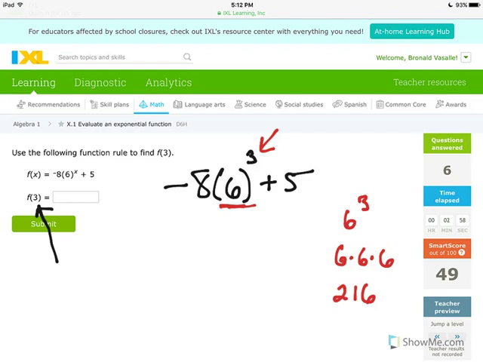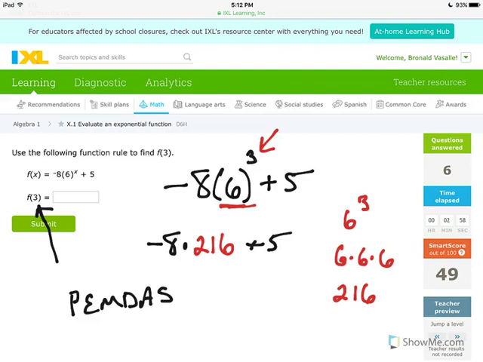So you're going to have negative 8 multiplied by the 216, and then the plus 5. So again, order of operations, PEMDAS. We needed to do the exponent first, so we did 6 to the 3rd power. That gets us the 216. Then we want to do multiplication or division, so it's going to be negative 8 times the 216.